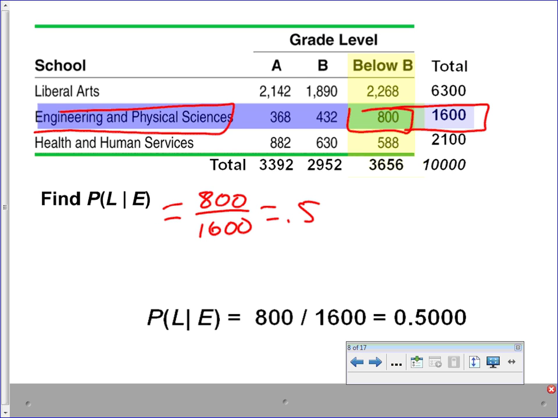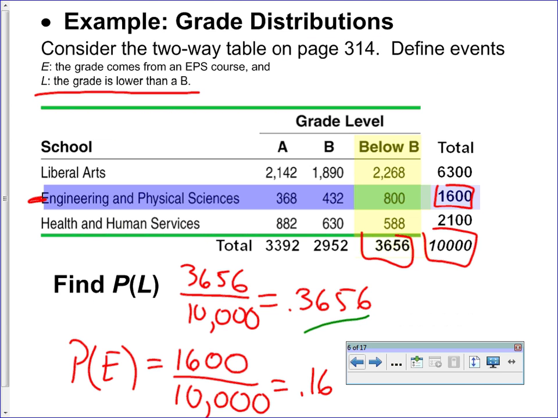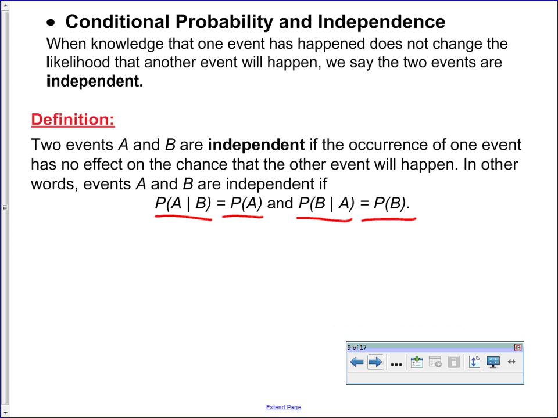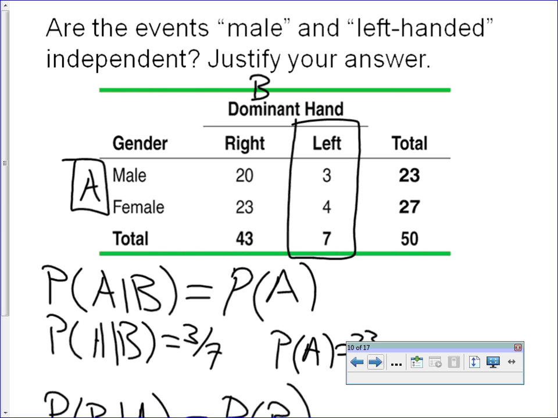So the probability of being in engineering and physical sciences and getting below a B were not independent, because the probability of L, which was 0.365, does not equal the probability of L given E. The first one has to match if there are no conditions on it.